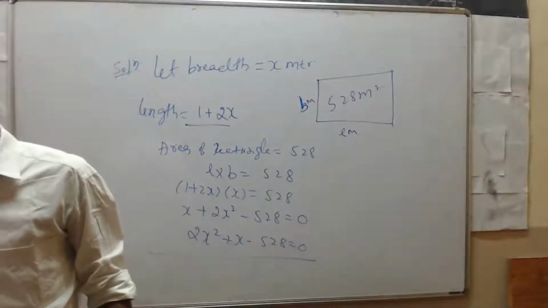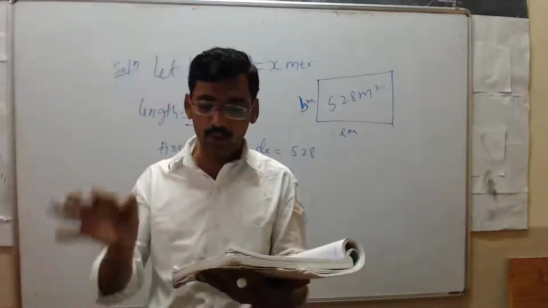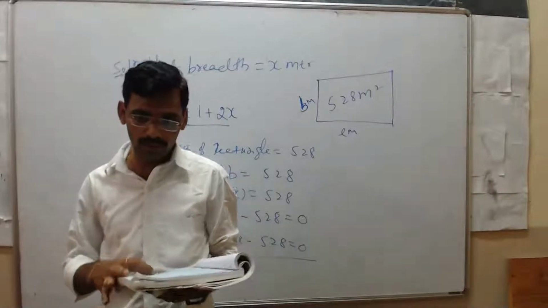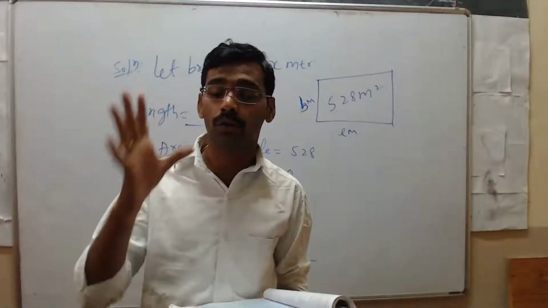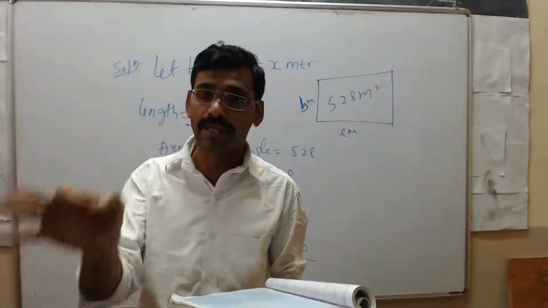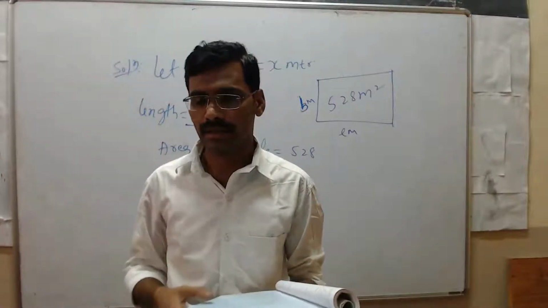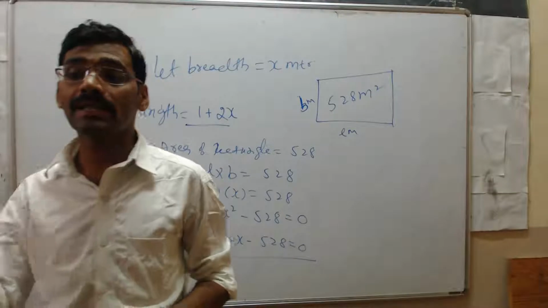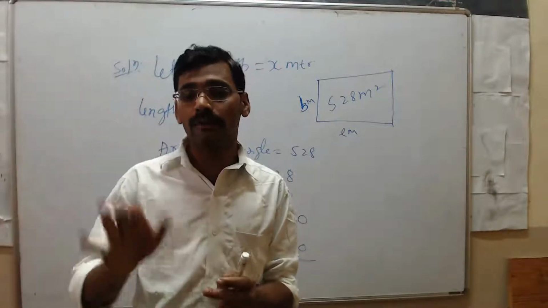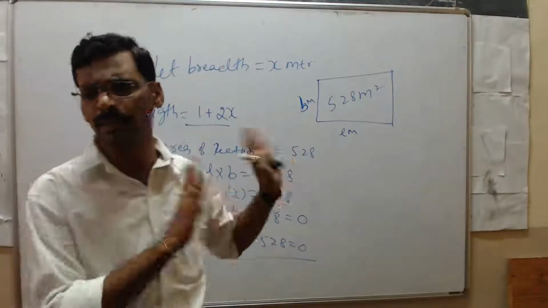Okay, now the second one. The product of two consecutive positive integers. It is an important problem. Consecutive means continuing one after another. The product of two consecutive positive integers is 306. We need to find the integers. The product of those consecutive integers is how much? 306. To find the integers, first we should represent them.